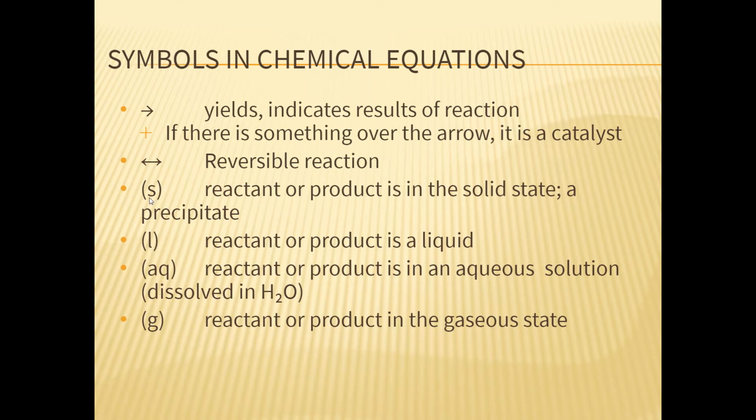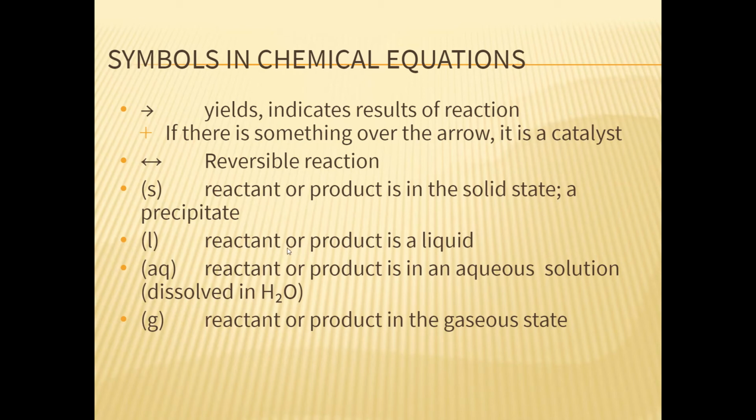Letters in parentheses stand for the state of matter that the reactants are normally in this kind of equation. So if it's an S, it stands for solid. And if it's on the product side, it could mean a precipitate, although a precipitate is also noted in a chemical equation by a downward pointing arrow.